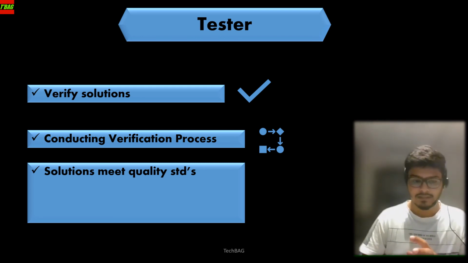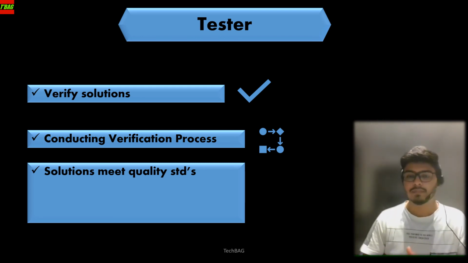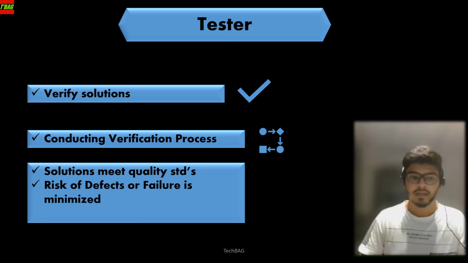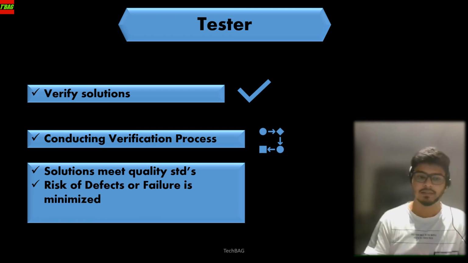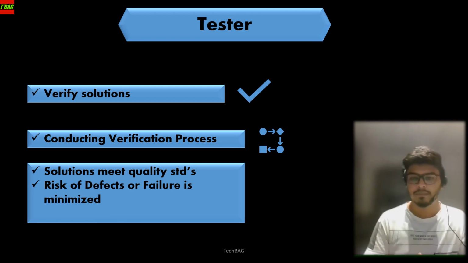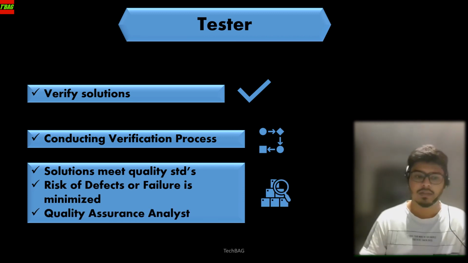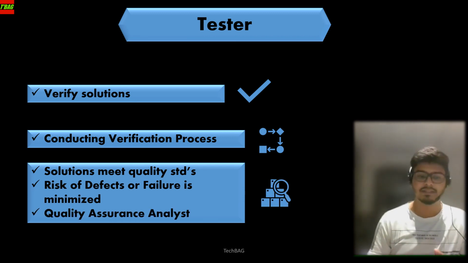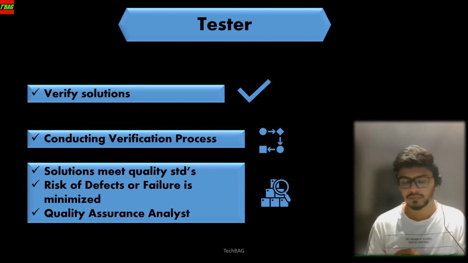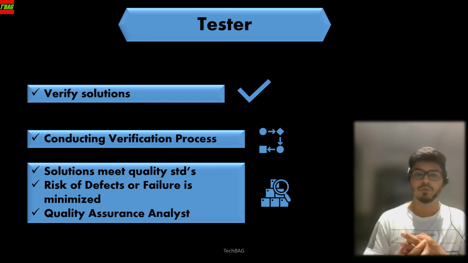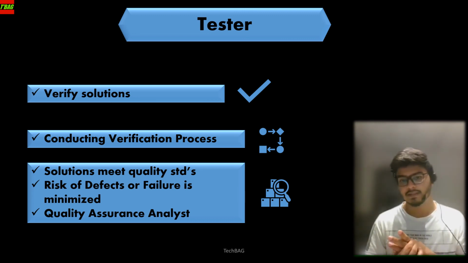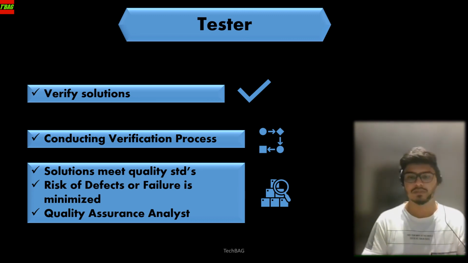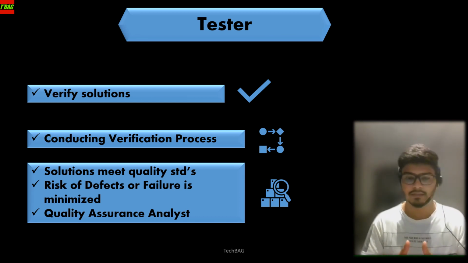Coming to the things that they look into: does the solution meet the quality standards or not? They look at the risk of defects, and they try to minimize the risk of defects or failures when they verify any product. Some of the roles you would look at is a quality assurance analyst. I have not mentioned it, but QA is the quality analyst. And then you have test engineers, all the testing teams. It might be manual or automation, front end or back end, anything. But these all come under test as a stakeholder.